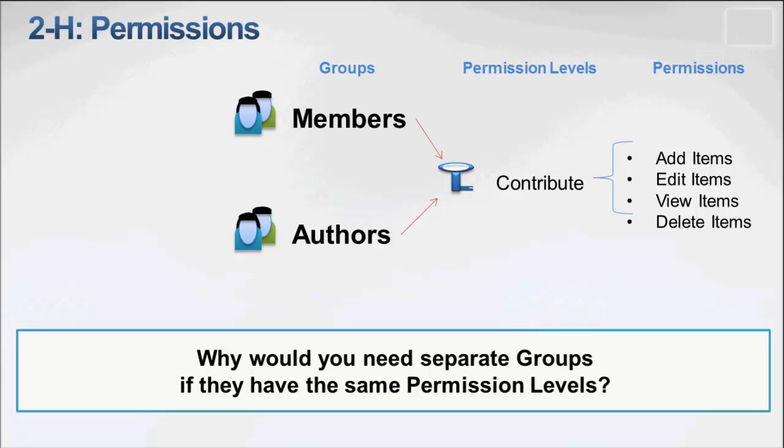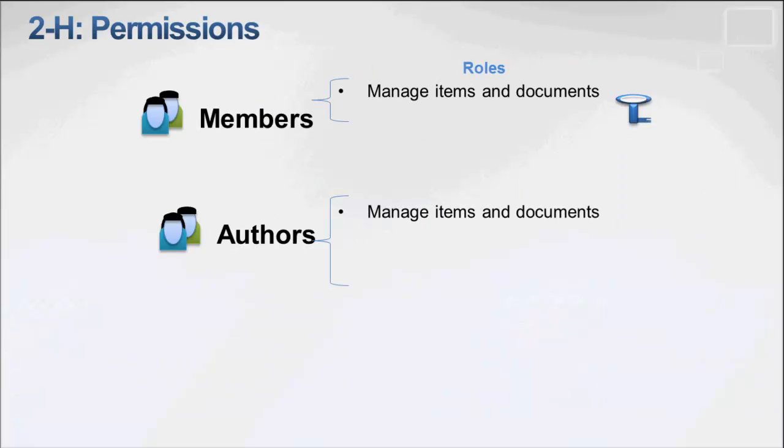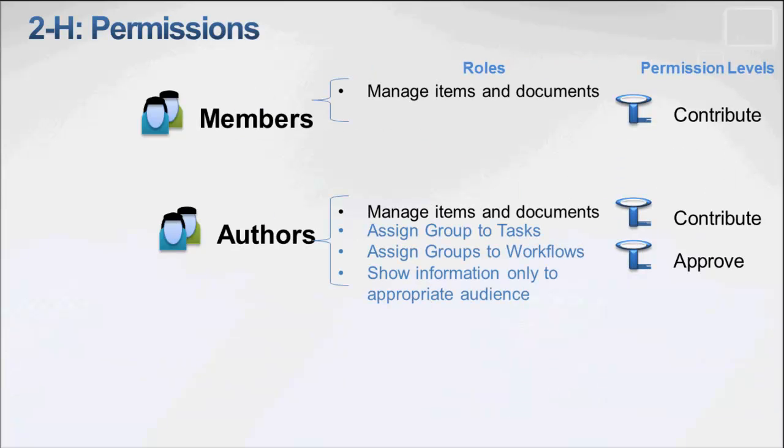Well, we've already seen this in one of the earlier videos, where our members were able to manage items and documents, and so are authors. What we also did with our power users was to assign them to tasks and to workflows. And what we'll do later on is show how we can use audience targeting to show information on a web page that is directly associated to that particular group.